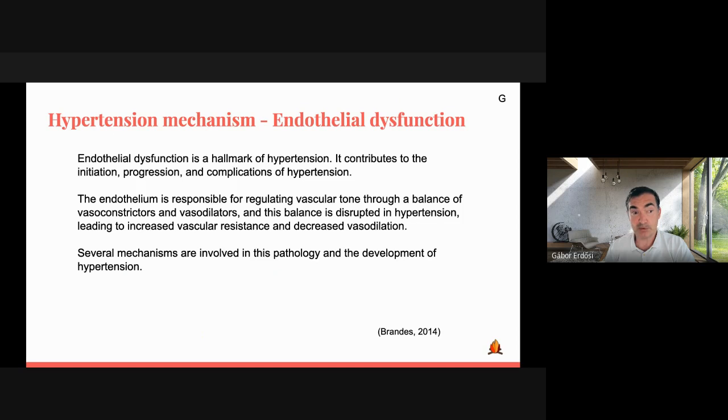The endothelium is responsible for regulating vascular tone and releases vasoconstrictors and vasodilators, so it can relax the blood vessel smooth muscles, and it can also constrict. And this is the basic mechanism of the regulation for blood pressure. And this balance becomes disrupted in hypertension, and higher vascular resistance and decreased vasodilation are the most important mechanisms here. And basically, this is it for endothelial dysfunction.